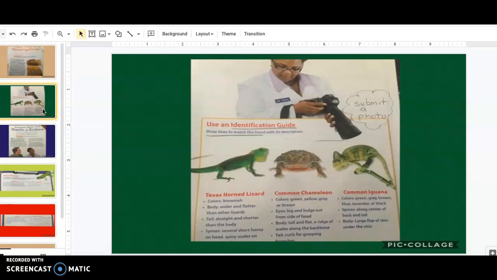Then you hit the plus sign and it'll say a photo. And so you can take a picture of this and send it right to me.